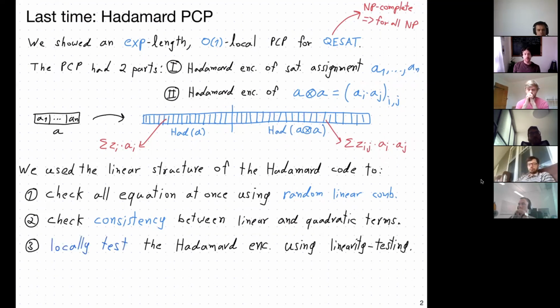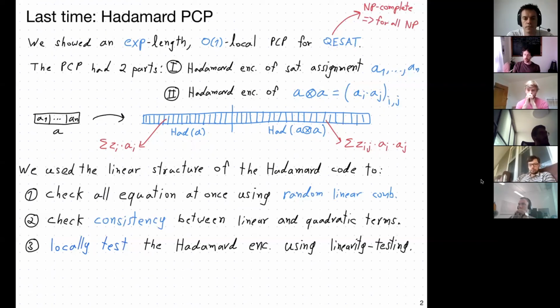That wasn't everything. We also need to know that this is really a Hadamard encoding, and this is really a Hadamard encoding. The way that we do it is by locally testing the Hadamard code, or in other words, by running the test of linearity. Each encoding Hadamard A is an evaluation of some linear function. From the second lesson, if this is a perfectly valid evaluation of a linear function, then this test will accept. And if it is far from it, then it will reject.